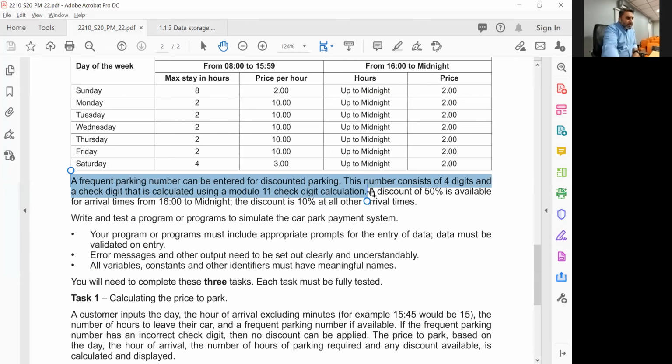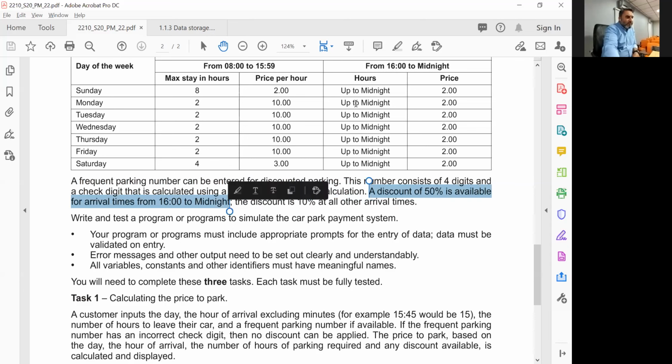A discount of 50% is available for arrival time from 1600 to midnight. So if someone arrives after 1600 hours to midnight, they will be given 50% discount. And if someone arrives in early morning, means from 8 to 15:59, they will be given 10%.